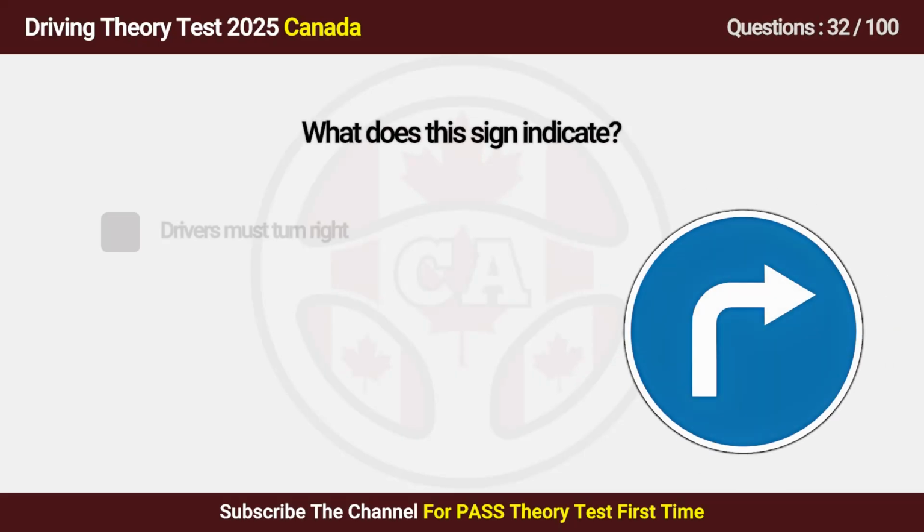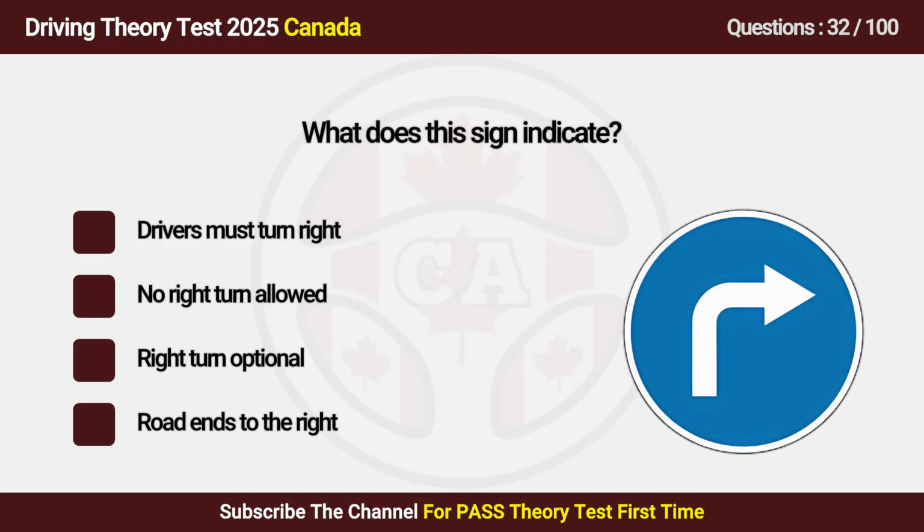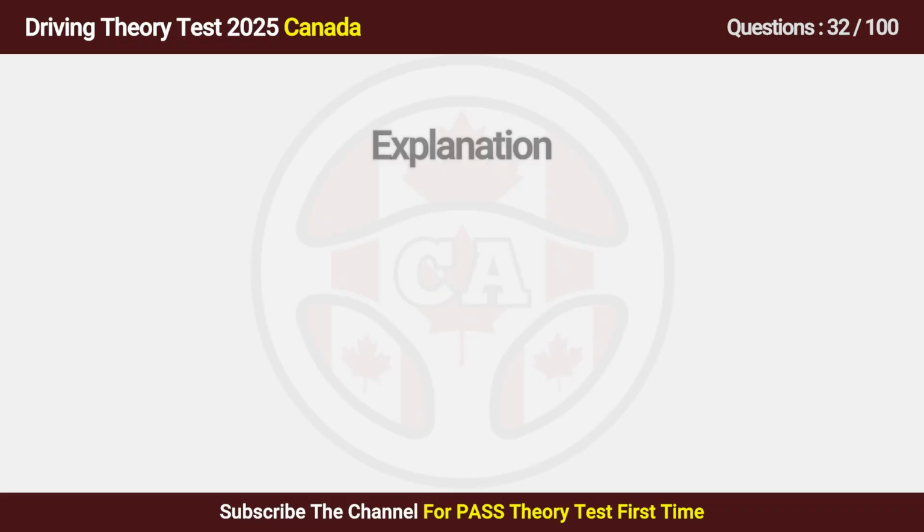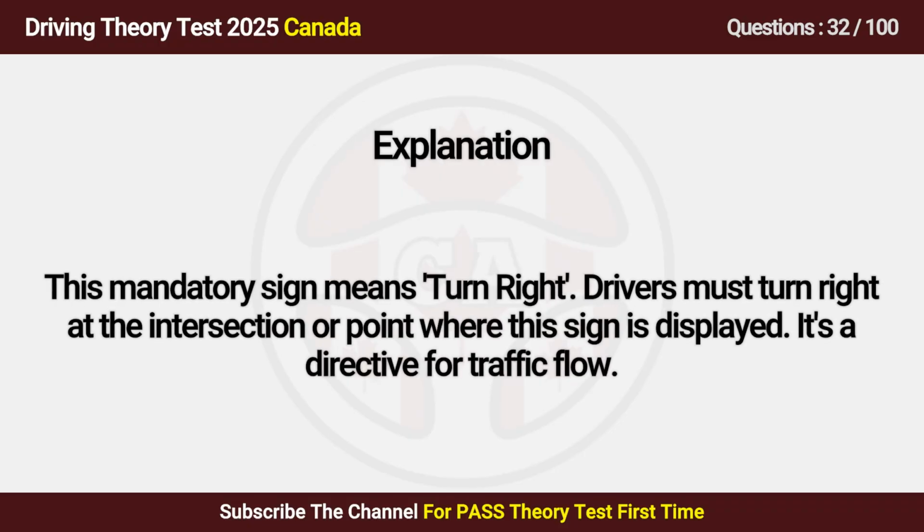Question 32. What does this sign indicate? A. Drivers must turn right. B. No right turn allowed. C. Right turn optional. D. Road ends to the right. Answer is A. Drivers must turn right. This mandatory sign means turn right. Drivers must turn right at the intersection or point where this sign is displayed. It's a directive for traffic flow.